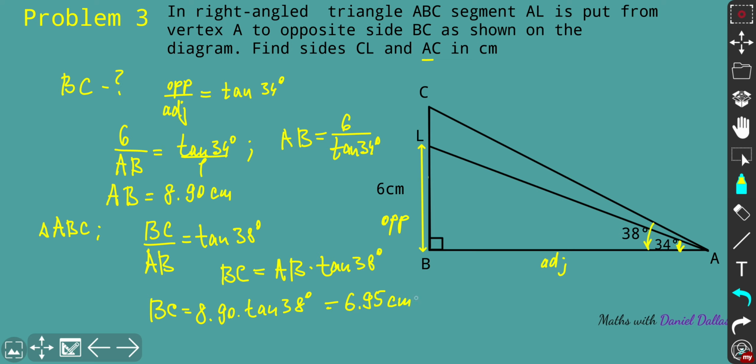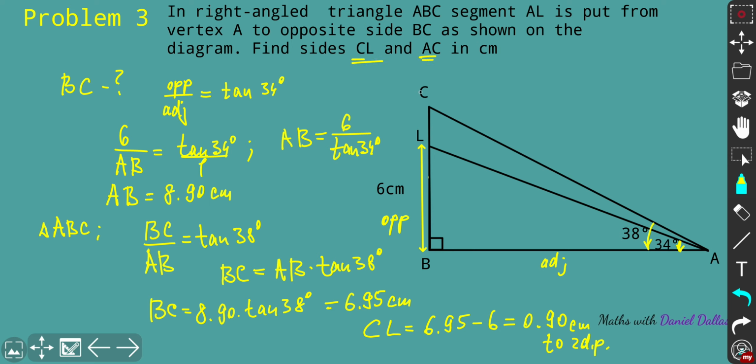All right, so we found BC, and we will be able to find segment CL. It's not the side, actually. CL is just the segment line. Let's do that. So CL is simply 6.95, the whole BC side, minus segment 6 centimeters, which is LB. So we'll get 0.95 centimeters to 2 decimal places. Okay, so we found CL, and what about AC?